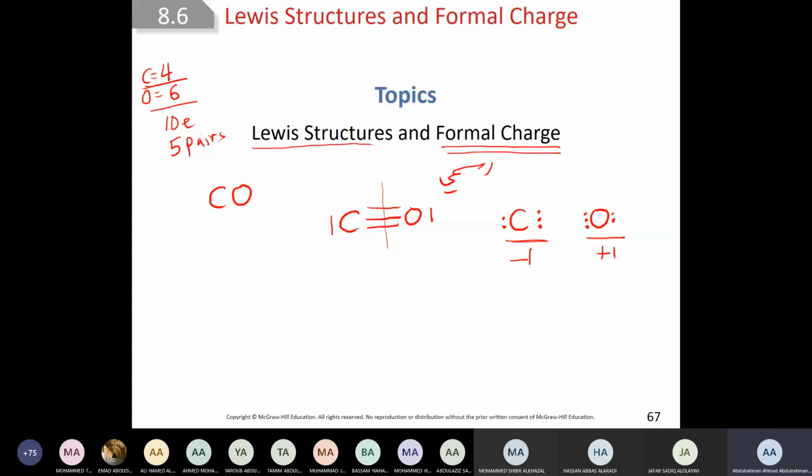Let's take, for example, SO3 2 minus. I want you to draw the Lewis structure for SO3 2 minus. Again, how many electrons do you have for sulfur? How many valence electrons?